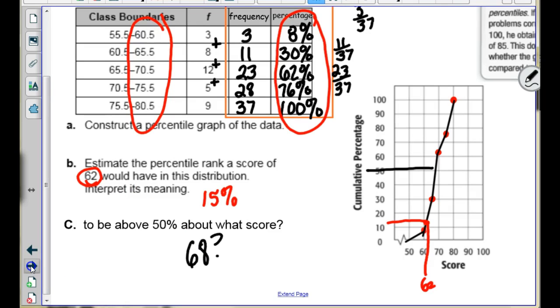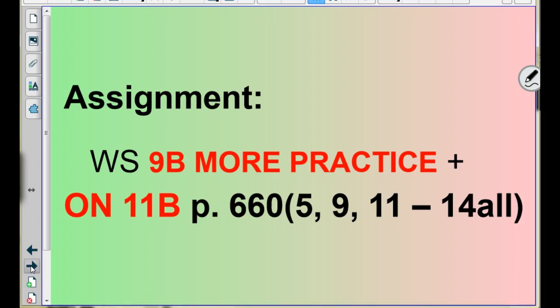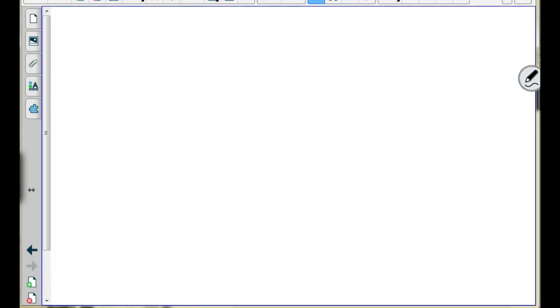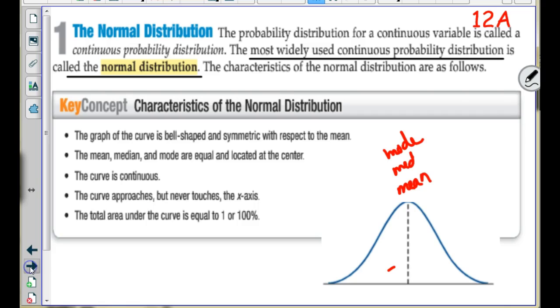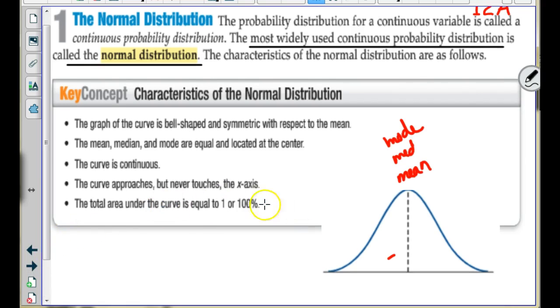All right, I think we're done talking about those. You now have some work on 11B. There's just a couple questions on 11B. All right, but then we're going to move on and start talking about normal distributions for the last 10 or 12 minutes here. I'm just going to sign a couple more problems off this stuff.